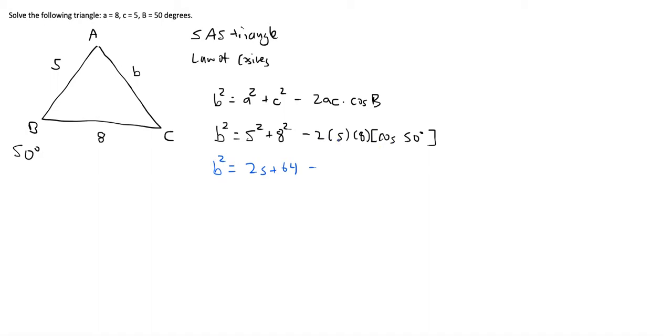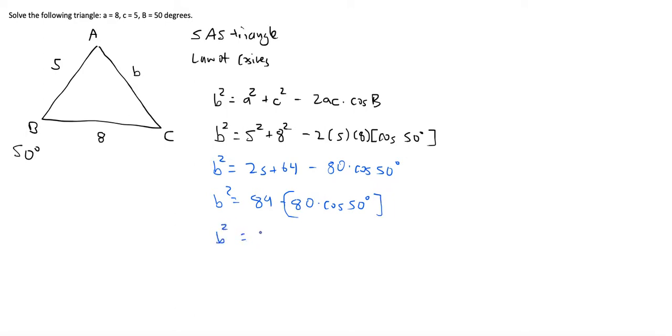So, like I said, you want to make sure you do this very carefully. 2 times 5 is 10. 10 times 8 is 80. 80 times the cosine of 50 degrees. This is just 89. So in this case, like I said, make sure you either put this part in parentheses, or when you do this in your calculator, either way, we should get B squared.